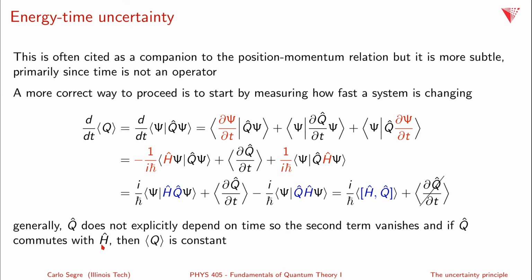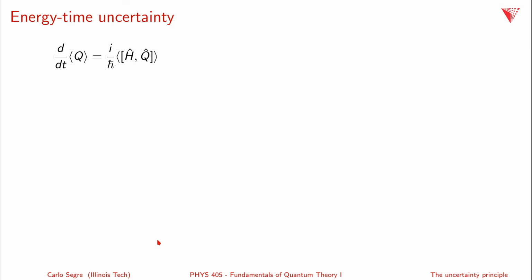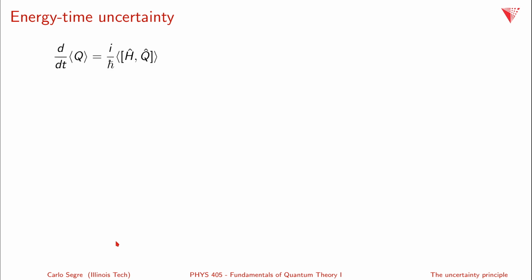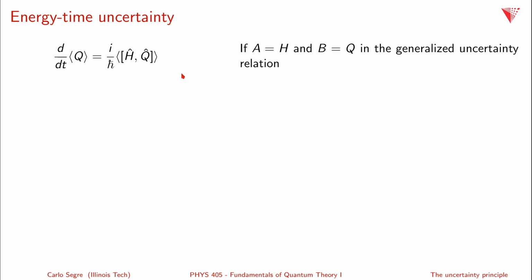And if Q commutes with H, then the expectation value of Q is a constant. Right, because this is equal to the time derivative of the expectation value of Q, and the expectation value of Q is a constant because it commutes with H. And so we have d by dt of the expectation value of Q is i over ħ, expectation value of the commutator of H and Q.